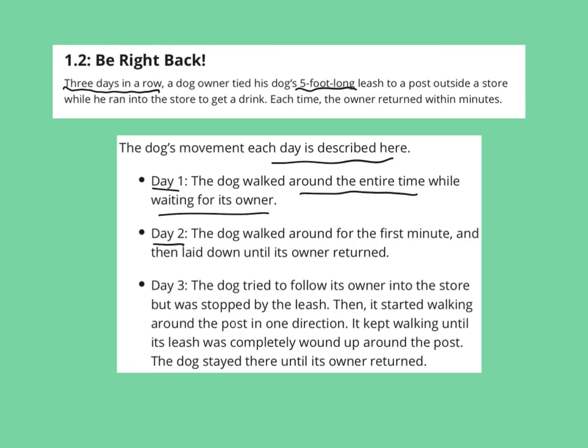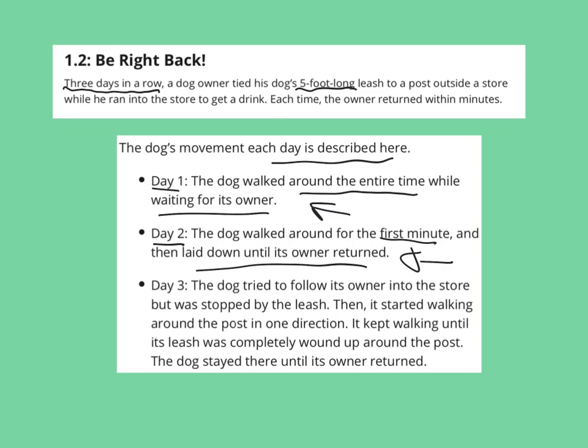On day 2, the dog walked around for the first minute and then lays down until the owner returned, right? So the dog walks around for a minute, and then the rest of the time, the distance remains unchanged. Number 1, distance constantly changing. And number 2, after 1 minute, the distance stays constant.